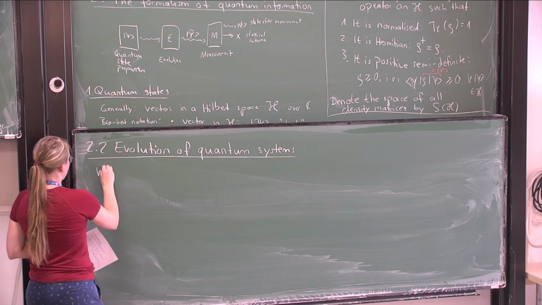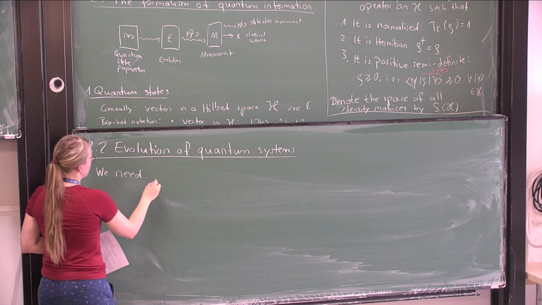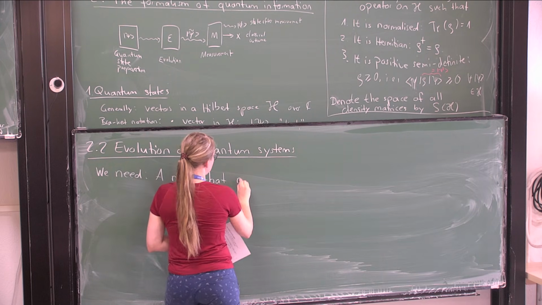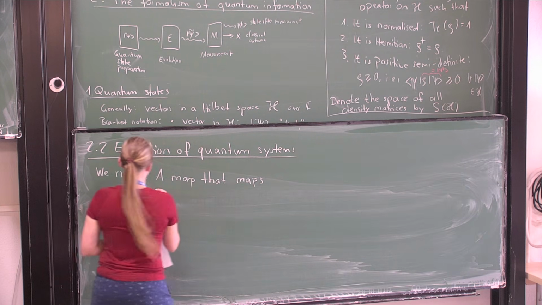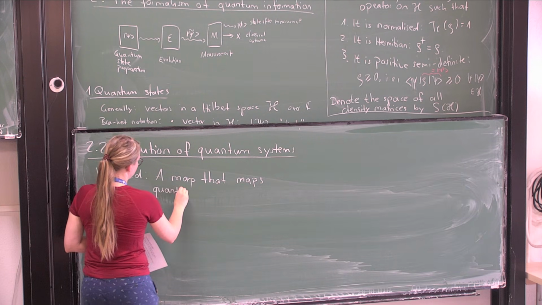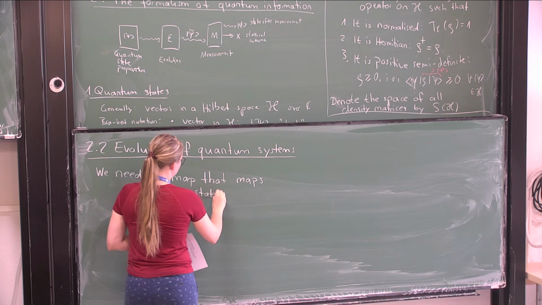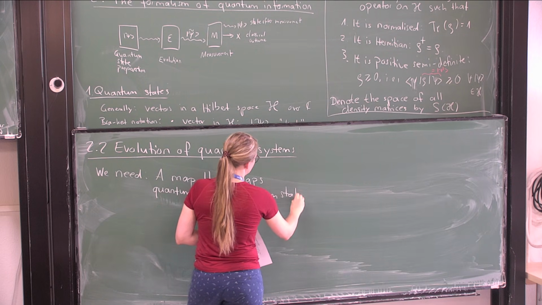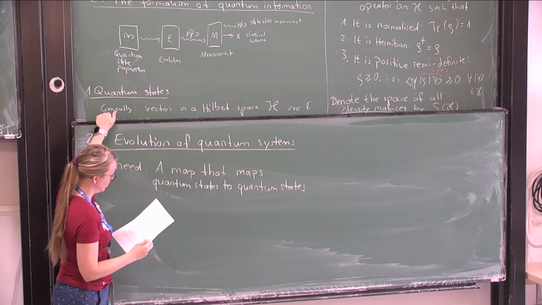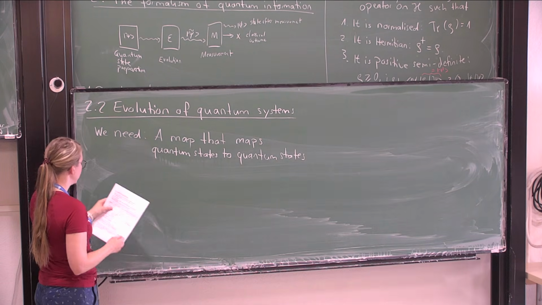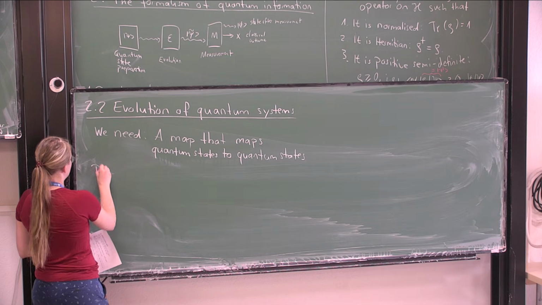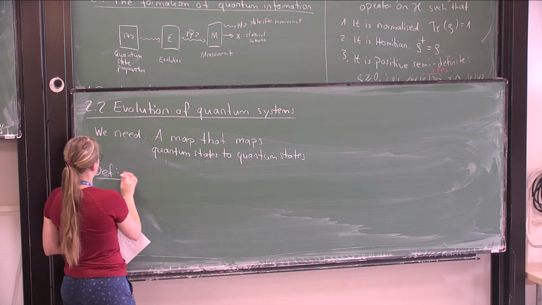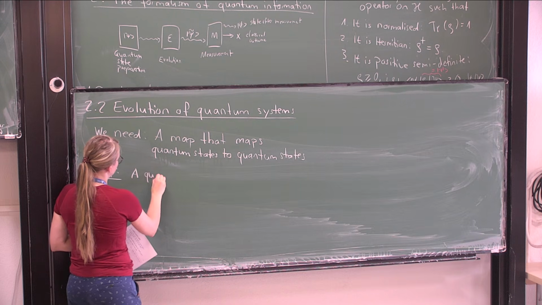So what we need is a map that maps quantum states to quantum states. I'll write down the definition and we will discuss the properties then. So this is a quantum channel.